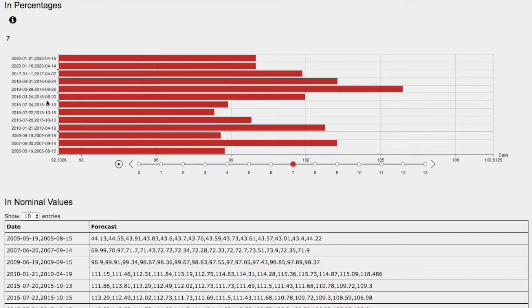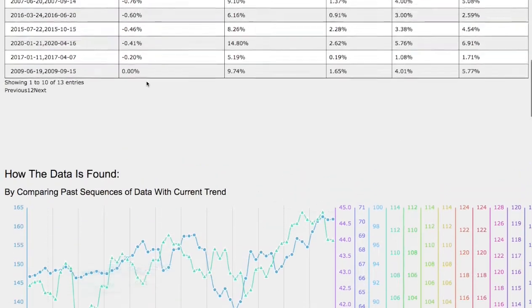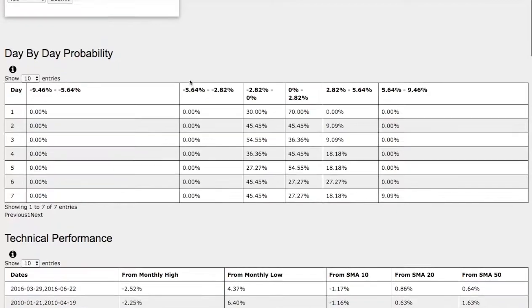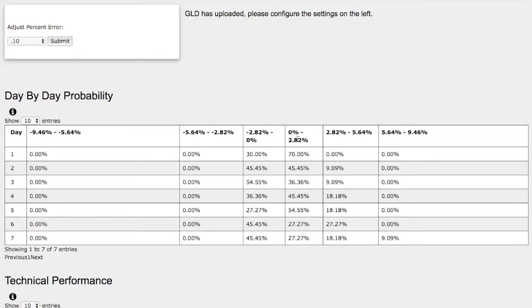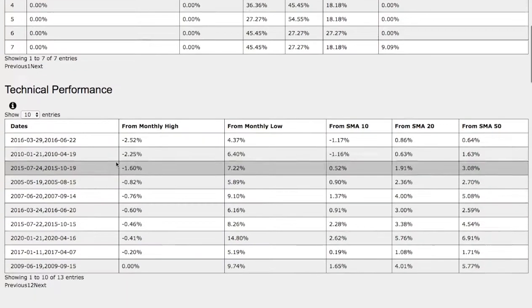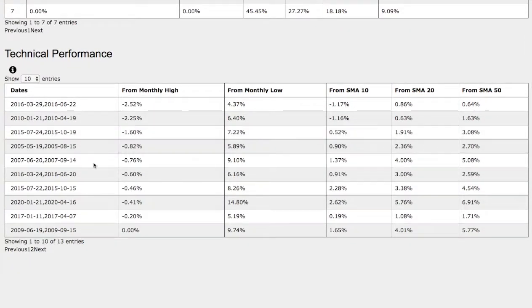So the model that we just examined was January 21st, 2010 to April 19, 2010. Gold futures was up around 2.7%. So if we head back to the day-by-day probability model, we see that gold futures has a 27% chance of climbing higher between 0 to 2.8%. So let's examine closer the technical performance of each model.